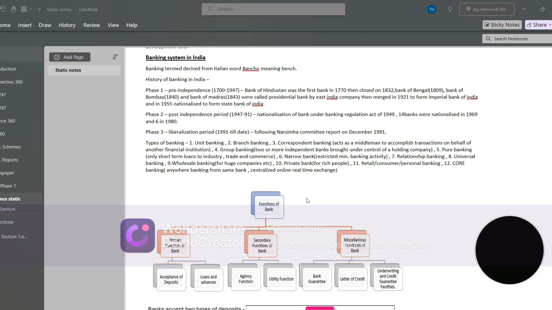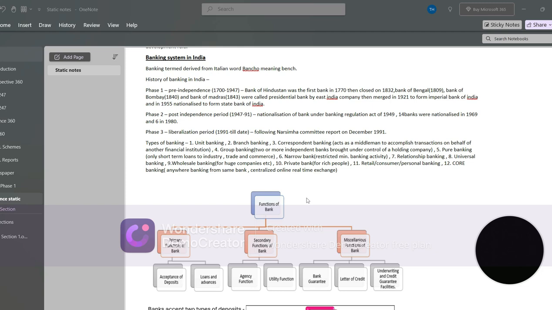And ninth is wholesale banking. It is for huge companies. And then tenth is private banking. It is only for a certain number of people, like those who have high liquidity. And 11th is retail or consumer or personal banking.